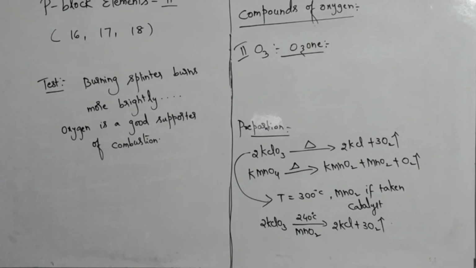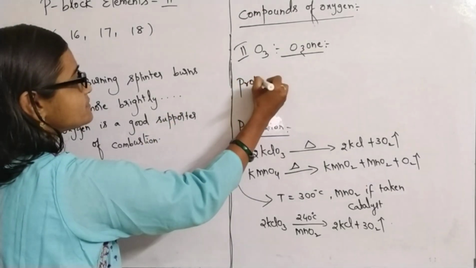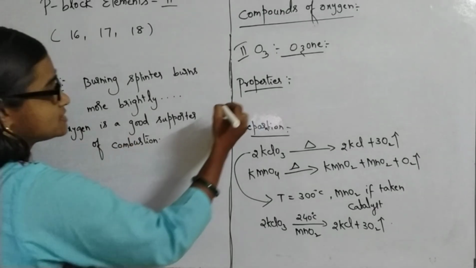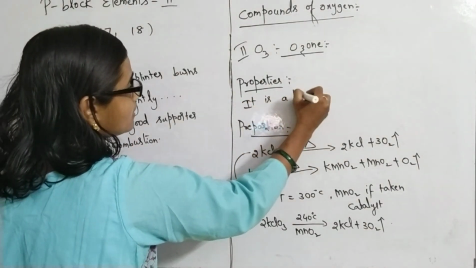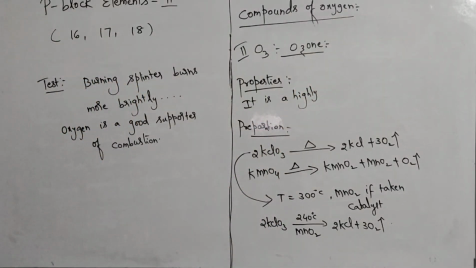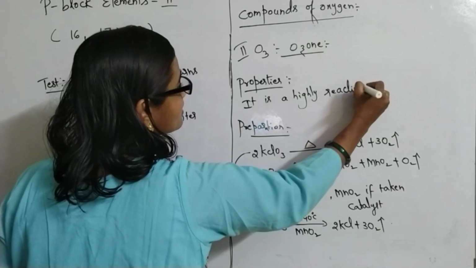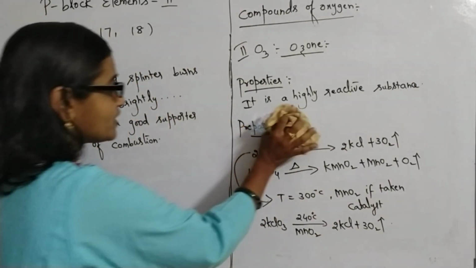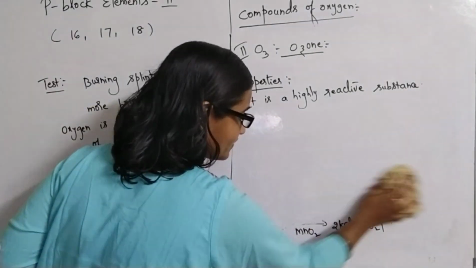Now you have to study the properties of ozone. What are the different properties exhibited by ozone? As you have studied, ozone is highly reactive and forms atmospheric oxygen in presence of sunlight. It's a highly reactive substance. Ozone is considered to be what? Highly reactive substance. Even then, it protects us from what? The UV rays that are coming out from the sun.